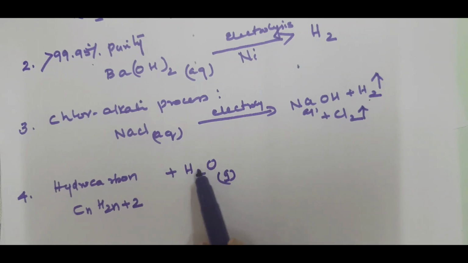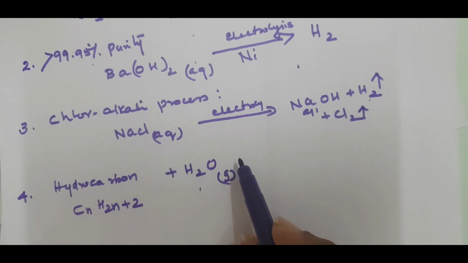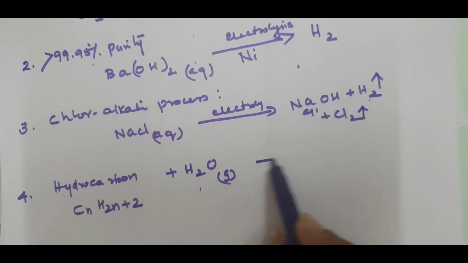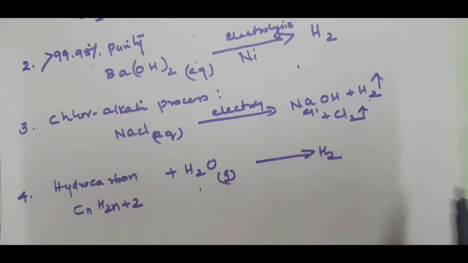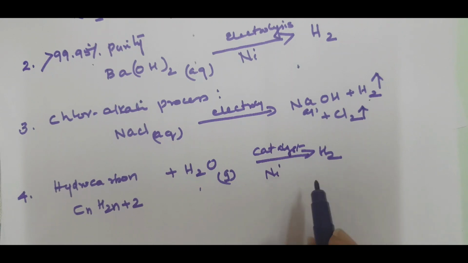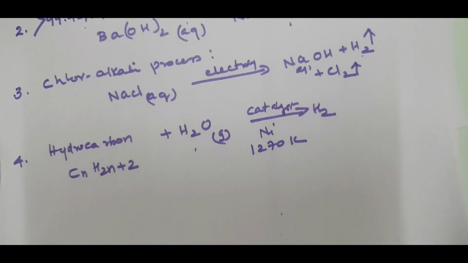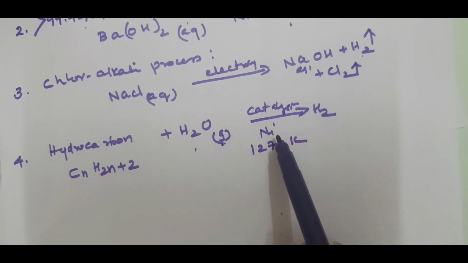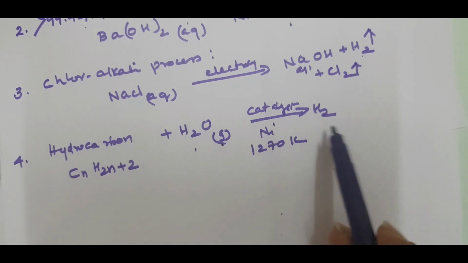So, on the reaction of steam with the hydrocarbon, or coke, at high temperature in the presence of a catalyst, you can yield hydrogen. Here also there is a catalyst, most probably nickel, and remember, if nickel is used as a catalyst, high temperature must be provided, that is 1270 Kelvin. So what is the fourth preparation? The hydrocarbon on treatment with steam using nickel or any catalyst at high temperature gives a good yield of hydrogen.